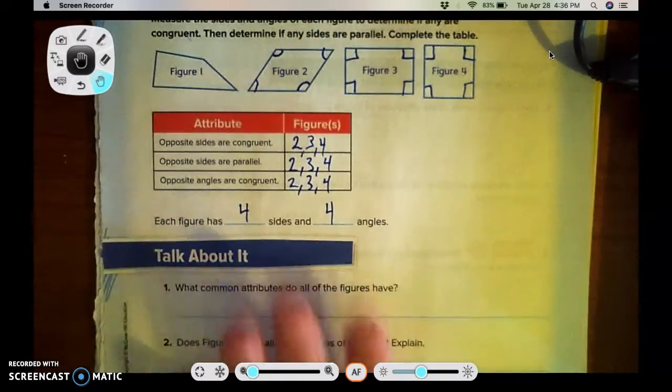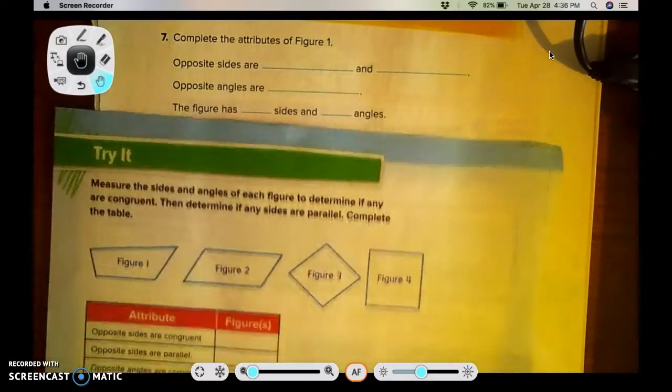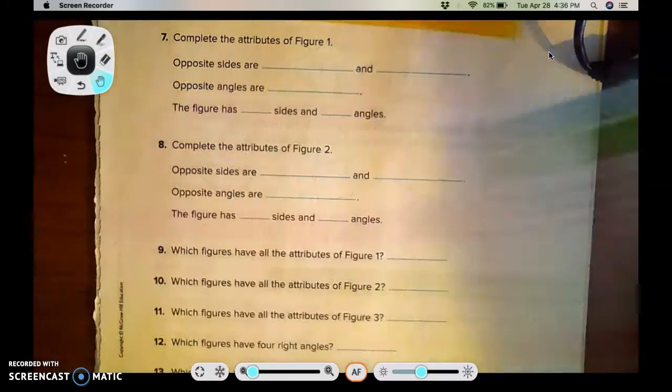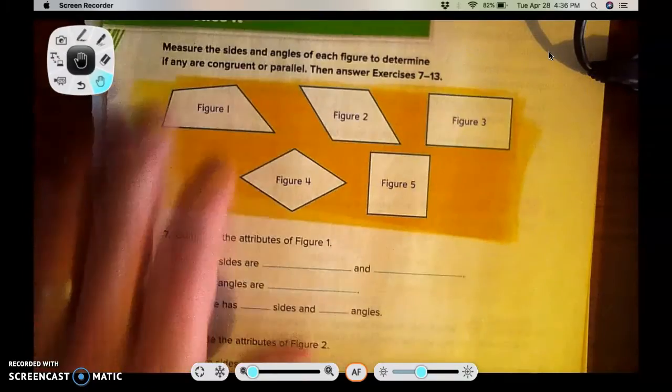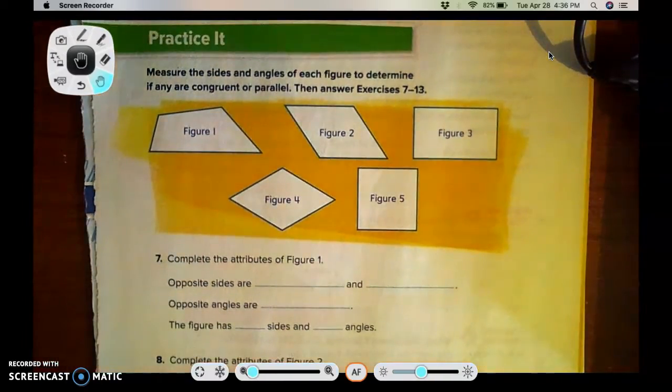Okay, I'm going to skip these two and just jump right into the back side. Give you a little practice. Actually, I think I'm going to just go ahead and jump into page 925, and we'll try this whole page real quick. So it says to, again, measure the sides and angles of each figure to determine if any are congruent or parallel, then answer exercises 7 through 13.